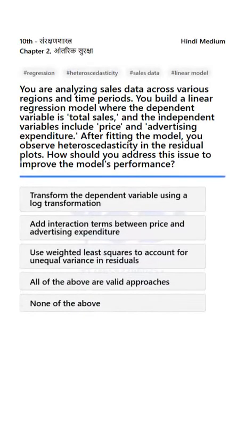You are analyzing sales data across various regions and time periods. You build a linear regression model where the dependent variable is total sales and the independent variables include price and advertising expenditure. After fitting the model, you observe heteroscedasticity in the residual plots. How should you address this issue to improve the model's performance?